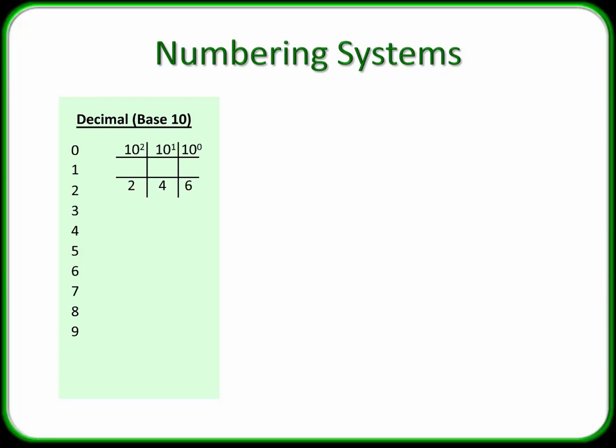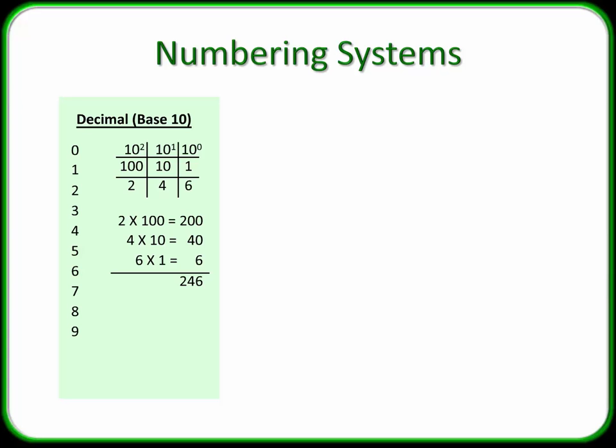And if we translate the powers of 10 into their individual values, you'll see the actual numeric values of each column. So 10 to the 0 power is the ones column, 10 to the first power is the tens column, and 10 squared is the 100s column. So the number 246 really means to take the number 2 and multiply it by 100, add to that 4 times 10, and 6 times 1. Add up those three numbers, and that's how we get the total, 246.